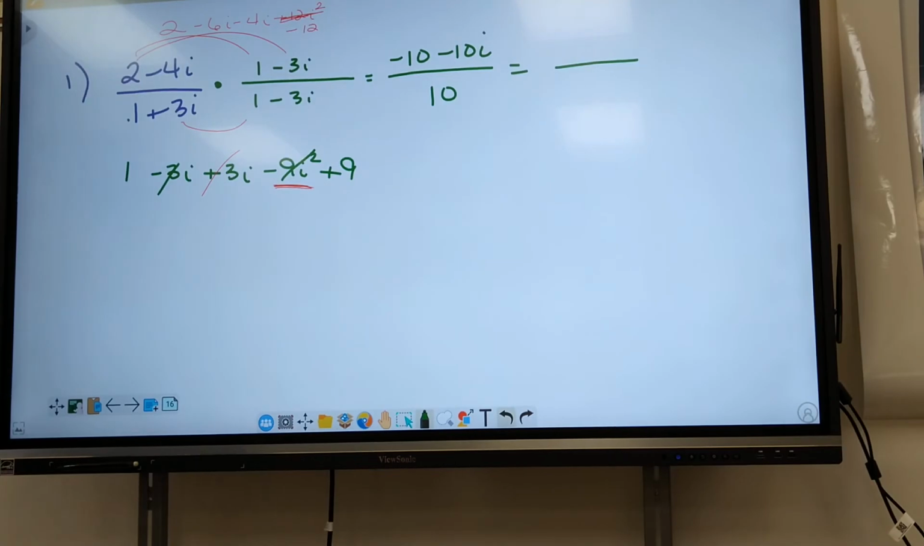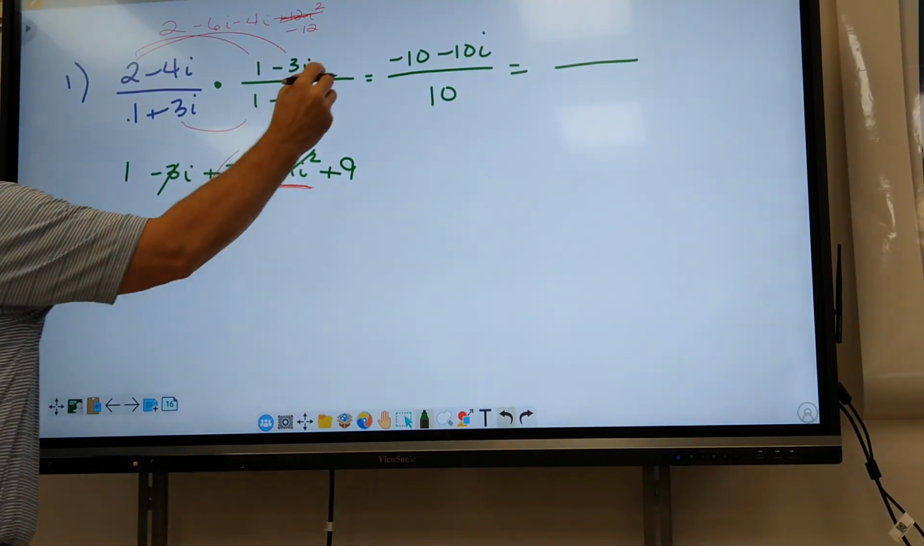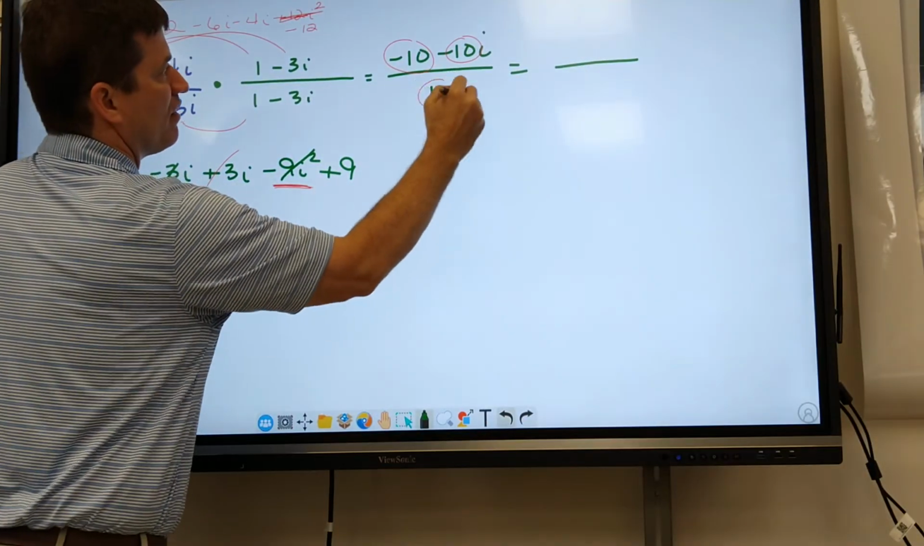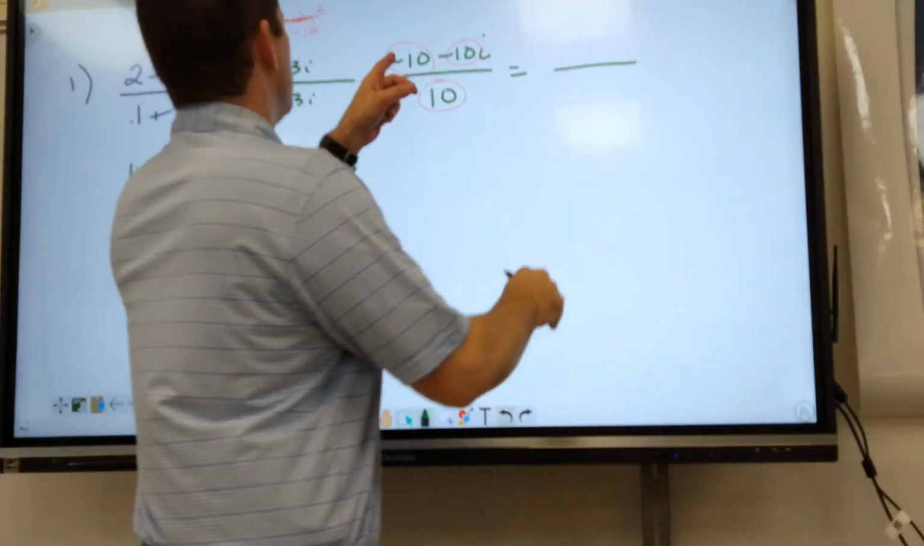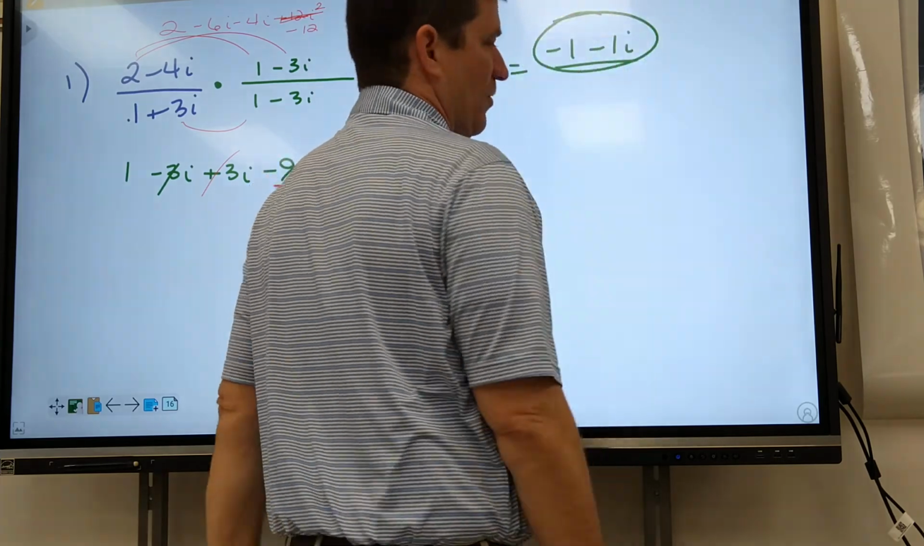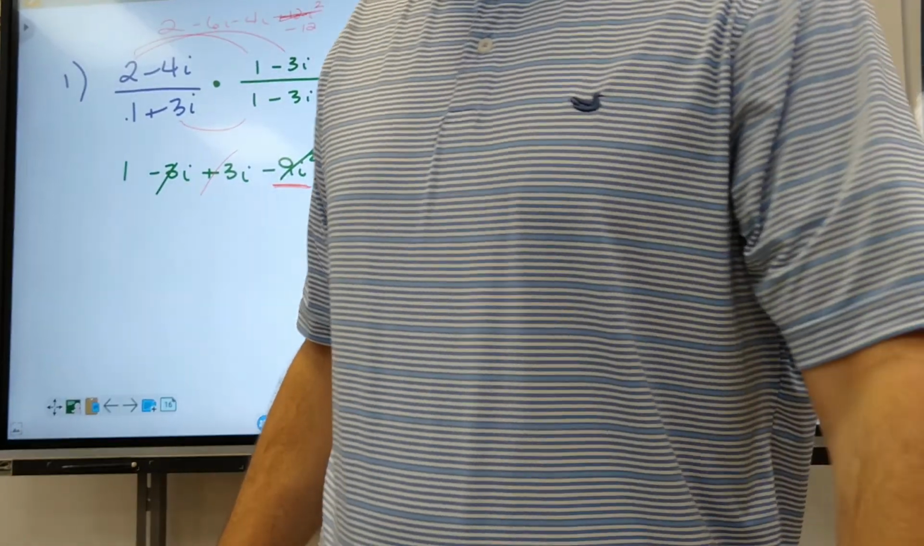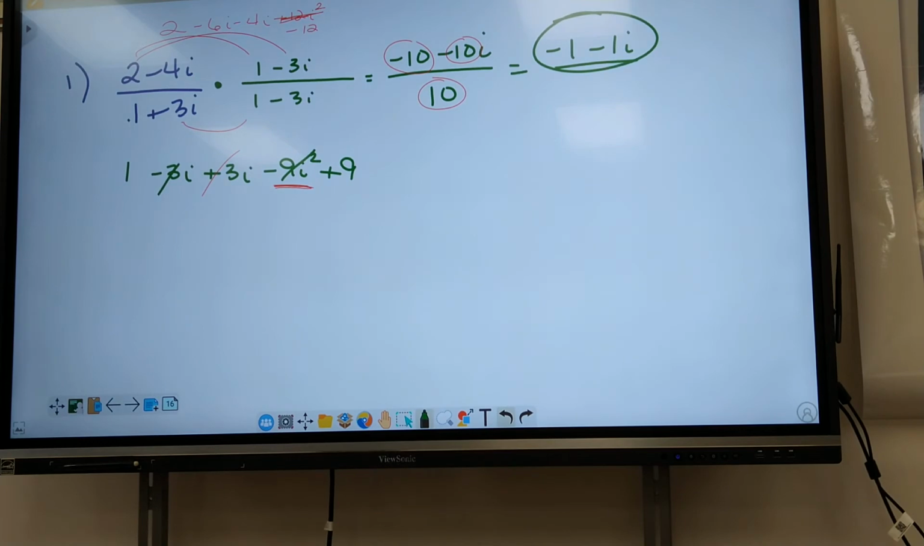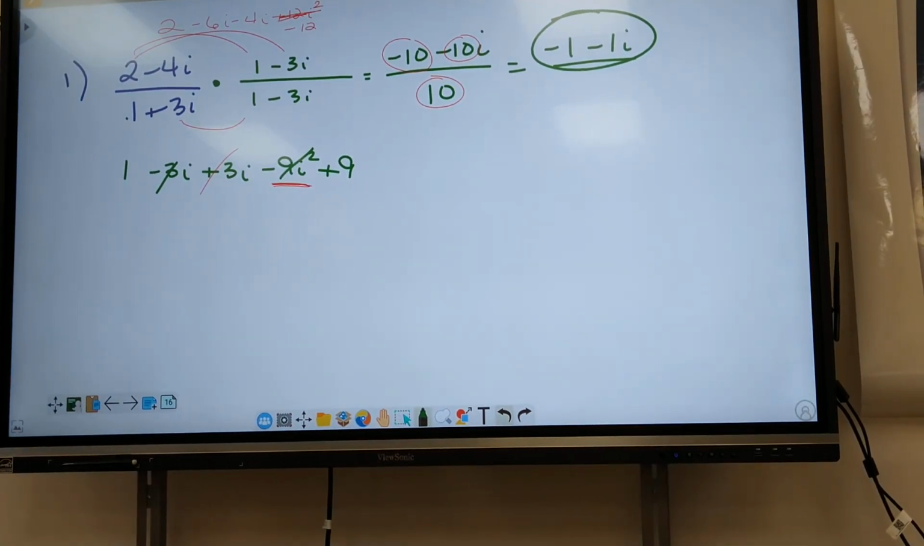Now, if you can simplify it, you have to simplify. What do I mean by that? What can I divide these three numbers by right here? 10, so that becomes negative 1 minus 1i over 1. I don't have to show the 1 on the bottom. All right, so that is how you fix it if it's got an i on the bottom.